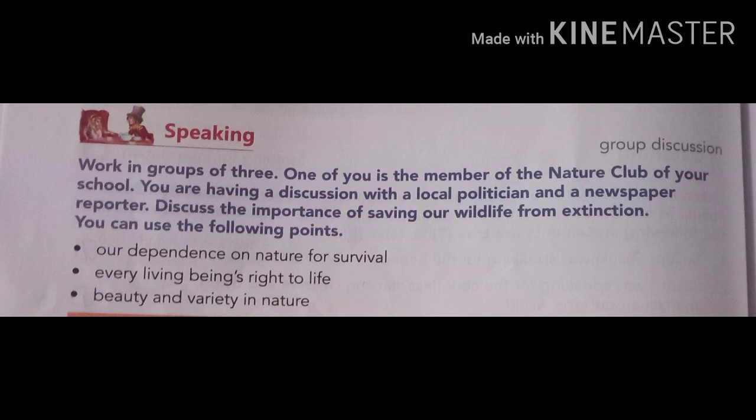So it should be like an interview going on, children. You can either be a politician or a newspaper reporter. Clear, children? You will record it and then you will send it to your teacher.